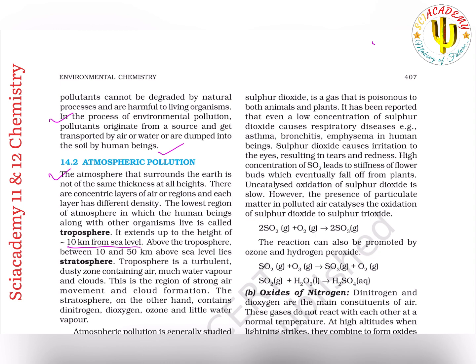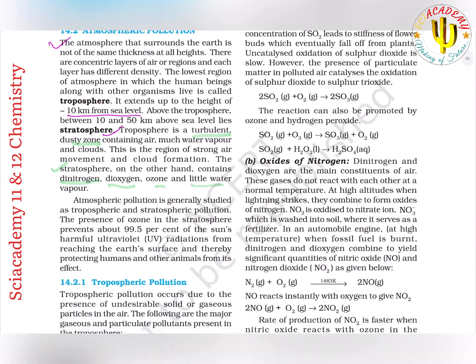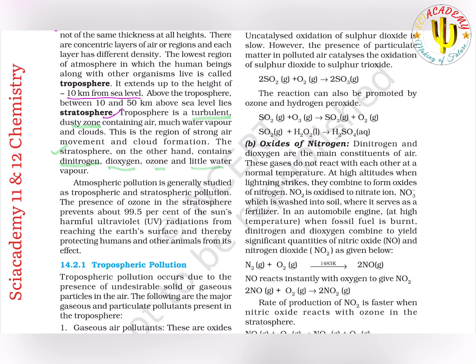Above the troposphere, between 10 and 50 km above sea level, lies stratosphere. Troposphere is a turbulent, dusty zone containing air, much water vapor, and clouds. This is the region of strong air movement and cloud formation. The stratosphere, on the other hand, contains dinitrogen, dioxygen, ozone, and little water vapor. Atmospheric pollution is generally studied as tropospheric and stratospheric pollution.